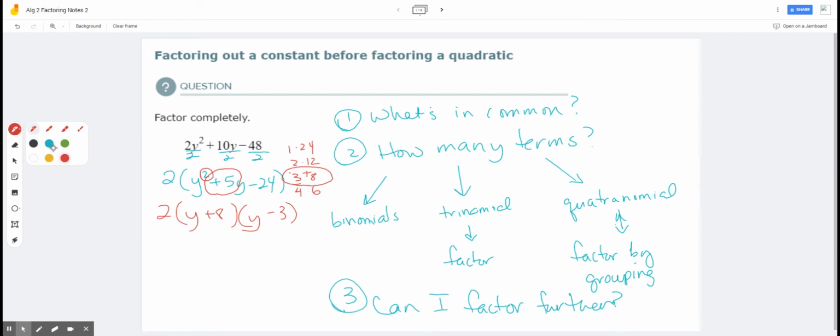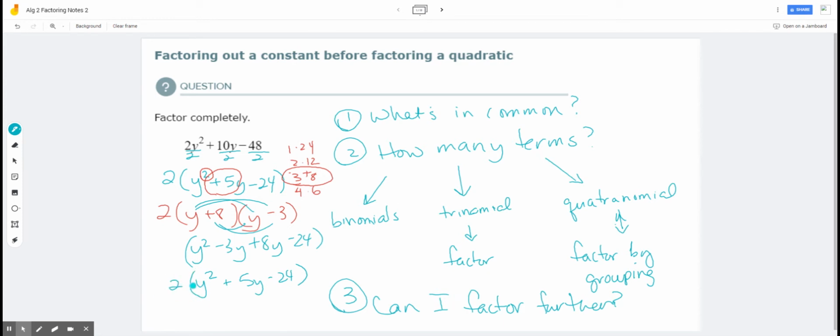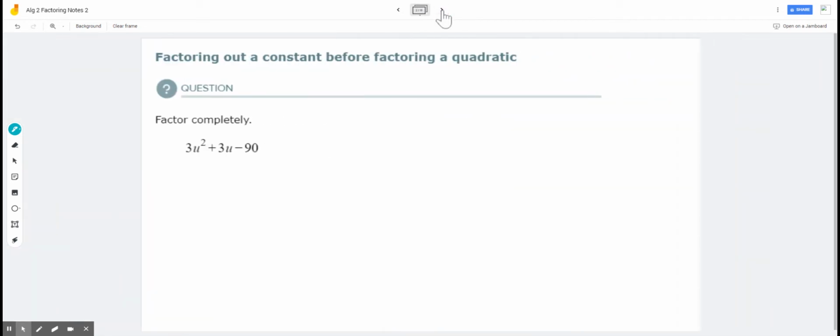Okay, check it. First, you do this: y squared minus 3y plus 8y minus 24. And you get y squared plus 5y minus 24 in the parentheses. And you can see that if you multiplied it by 2, you would be back to where you were. So yay, moving on.